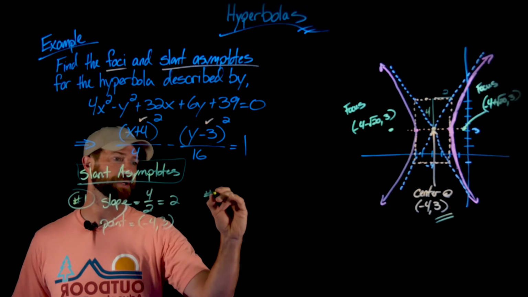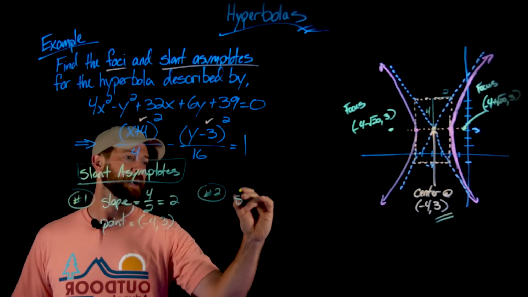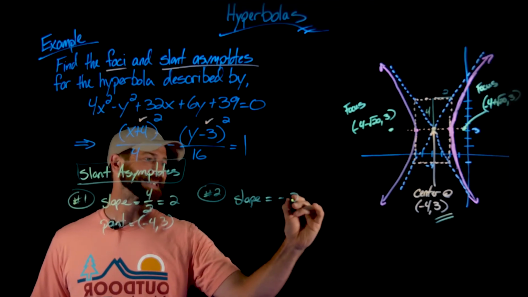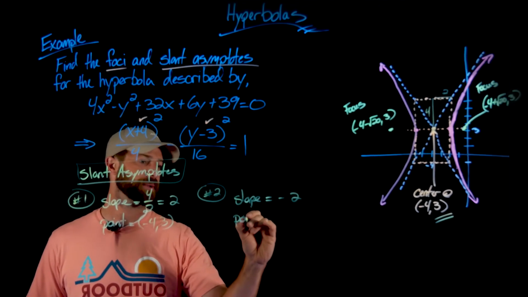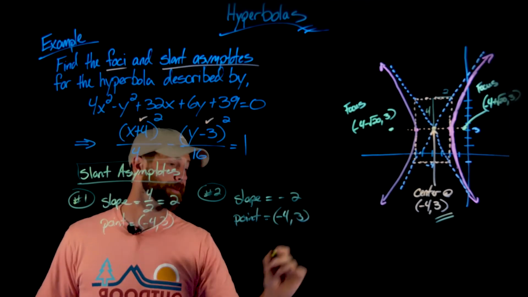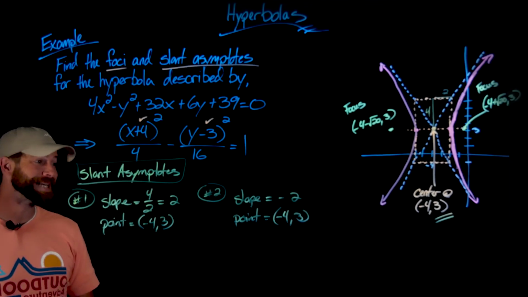My second asymptote is very similar, except it's going to have the opposite slope. So instead of 2, it's -2, and it goes through that same point that they share at -4, 3. And so that's actually all I need to do these.